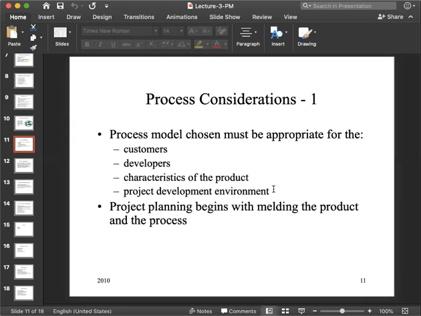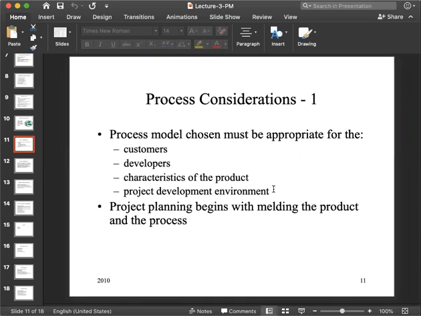Okay. Then the second consideration is project planning begins with melding the product and the process. Planning starts with the product. The product you want to build up, you need to start from the very beginning. You need to have a clear idea of what your product is, then you have to go for the process. First you have to consider what product you are going to build.